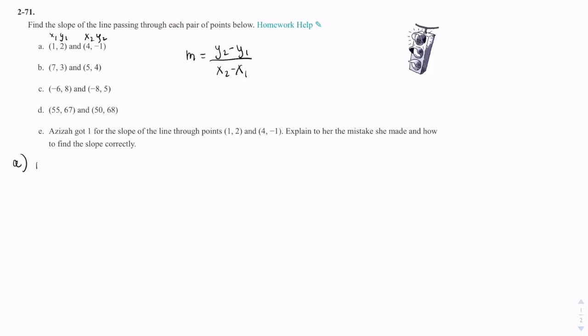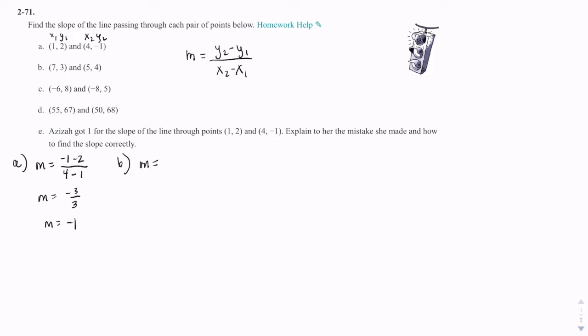So for A, the slope is y2, negative 1, minus y1, 2, over x2, which is 4, minus x1, which is 1. So the slope comes out to be negative 1 minus 2 is negative 3 over 3. Slope equals negative 1.